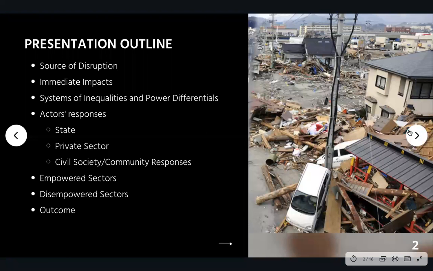So, our presentation outline is as follows. This is based on the guidance provided, and first, we will be briefly tackling the source of disruption, followed by the immediate impacts, the system of inequalities, and power differentials. Next, the various actors' responses, the empowered and disempowered sectors, and finally, the outcome of the disaster.